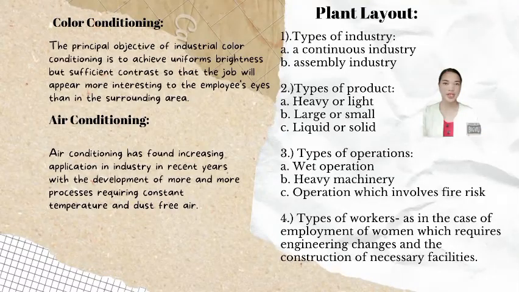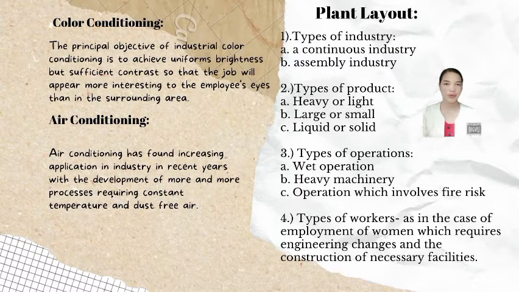Color conditioning. The other phase of good plant illumination is the interior painting. The principal objective of industrial color conditioning is to achieve uniform brightness but sufficient contrast so that the job will appear more interesting to the employee's eyes than the surrounding area. It was found that a can of paint could salvage many foot-candles of light.